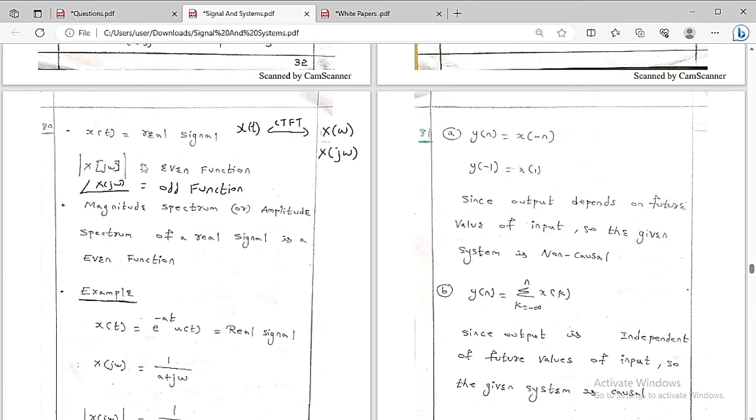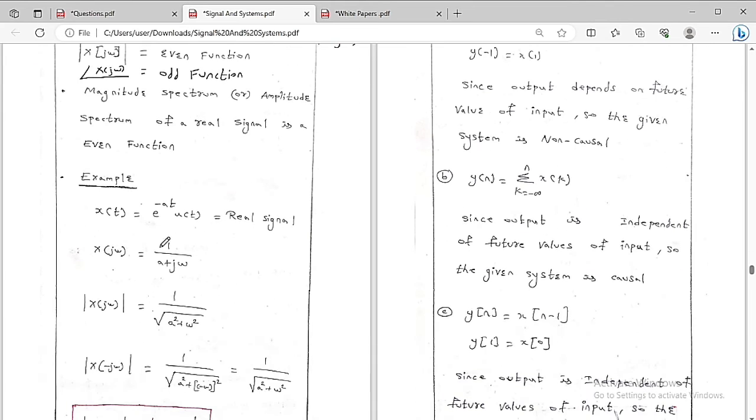Magnitude of X of j omega is also called the amplitude spectrum, or the magnitude spectrum, whereas the angle of X of j omega is called the phase angle spectrum. So the magnitude spectrum or the amplitude spectrum of a real signal is always an even function. Let me prove this with a small example.